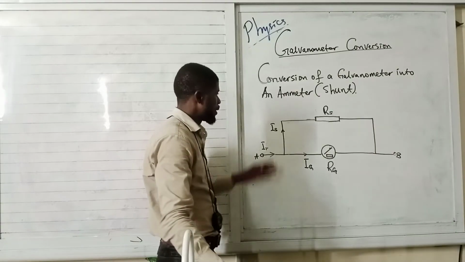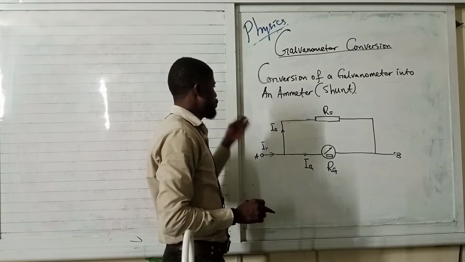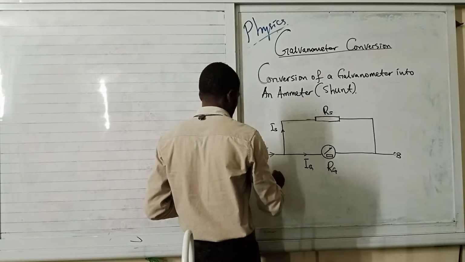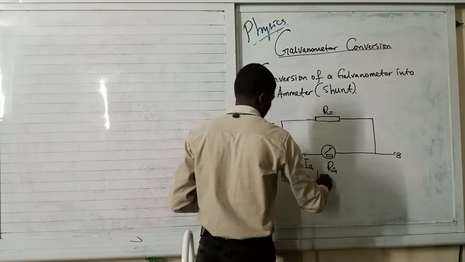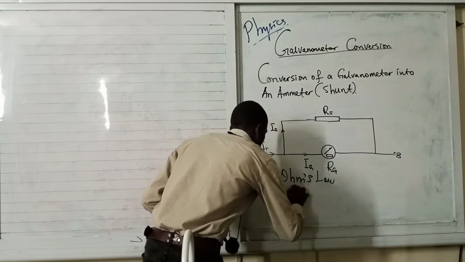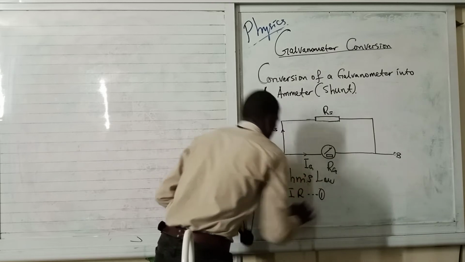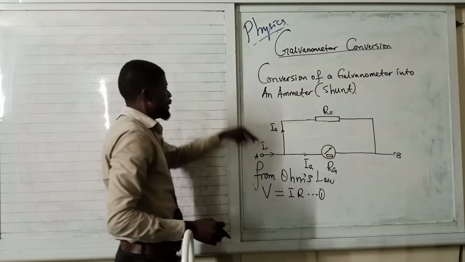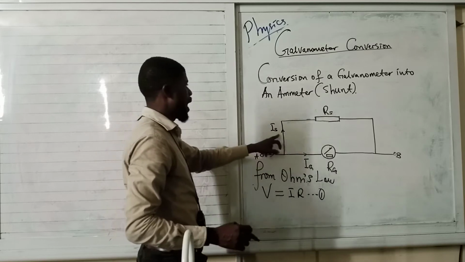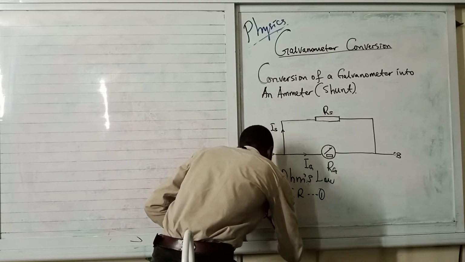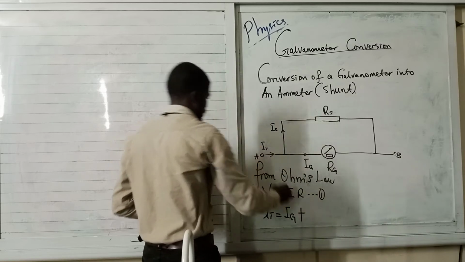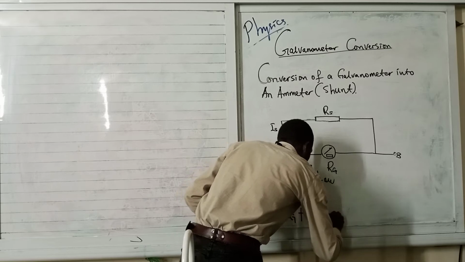Now, we are going to state Ohm's law, and then from there, use the law to customize all the equations in this topic. Now, from Ohm's law, V is equal to IR. We call this equation number 1. Now, the total current flowing through this circuit is given as IT is equal to Ig plus Is. So we say that IT is equal to Ig plus Is. Call it equation number 2.